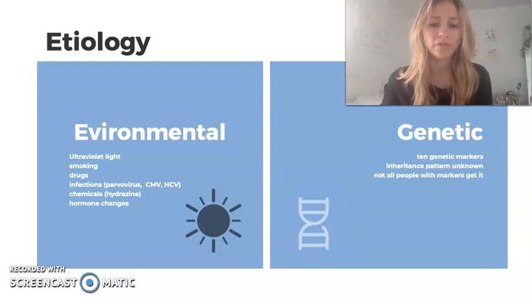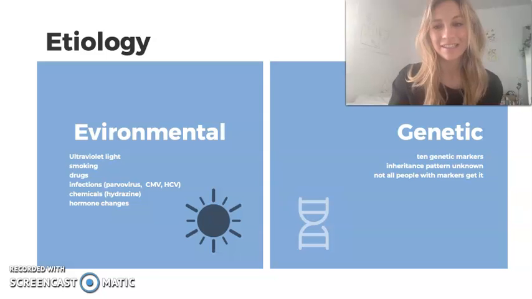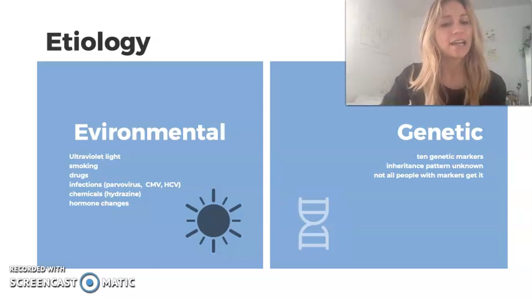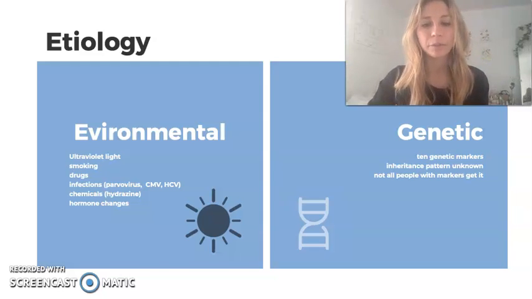As for the environmental factors, they act as triggers in people who are predisposed genetically. So such things like ultraviolet light, smoking, drugs, infections, chemicals, or hormone changes can be seen as something that will cause the disease to enact. As far as hormonal changes go, estrogen is the predominant one, which is why females are much more likely to have lupus than men.